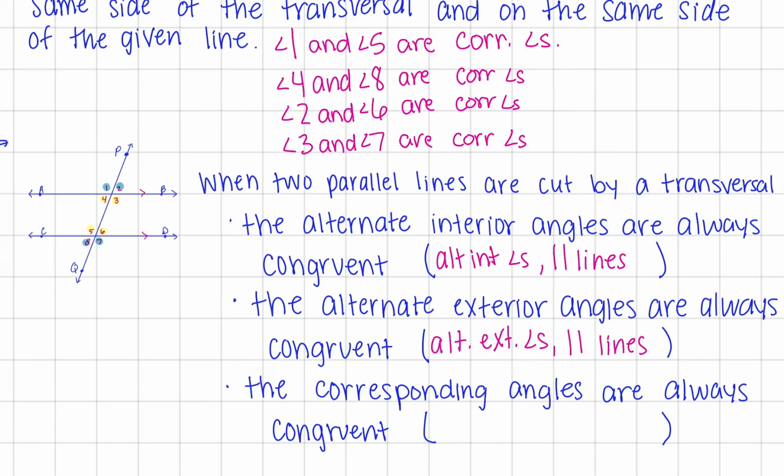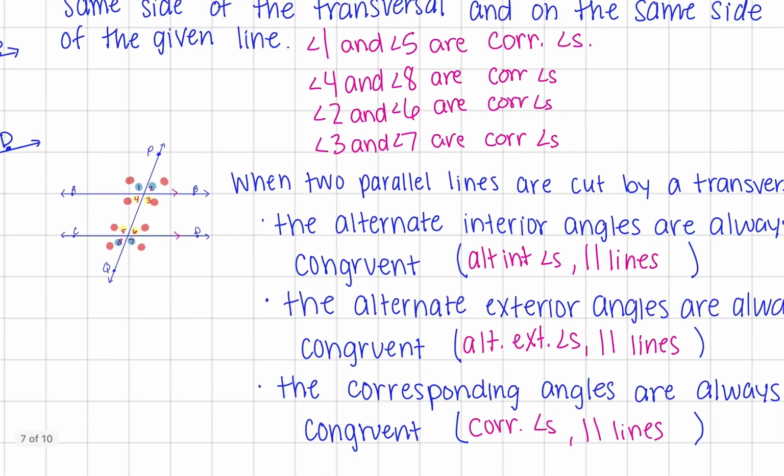And corresponding angles are also all congruent. So we call those corresponding angles. Oops, that's shorthand. Corresponding angles of parallel lines. Okay? And so that means that 1 is congruent to 5. 2 is congruent to 6, 4 is congruent to 8, and 3 is congruent to 7.